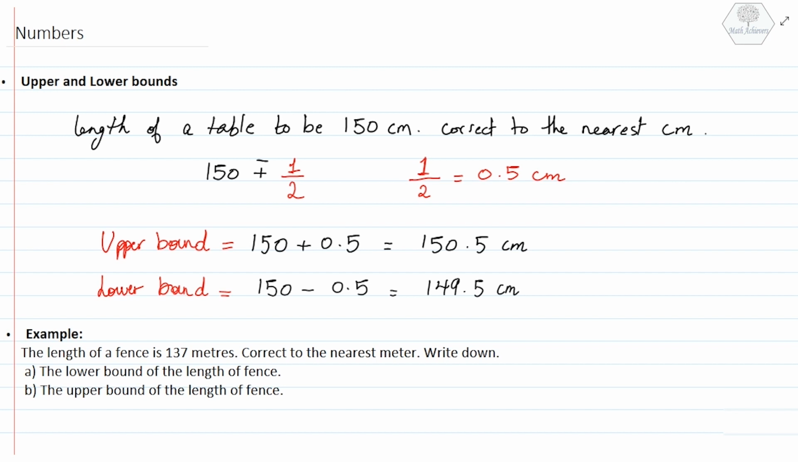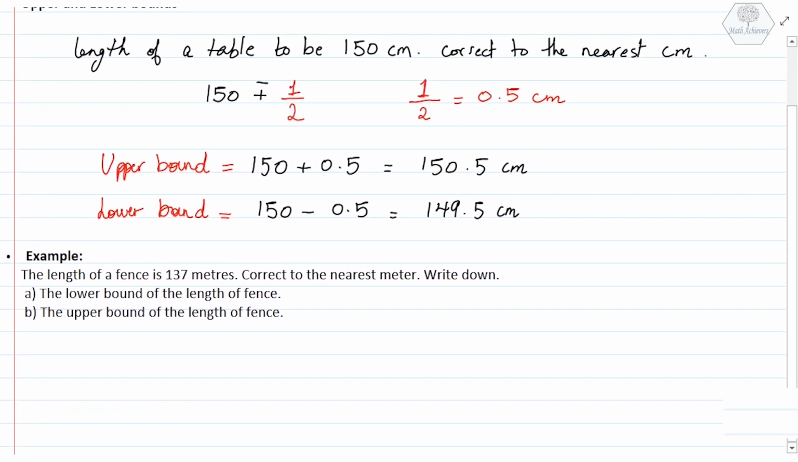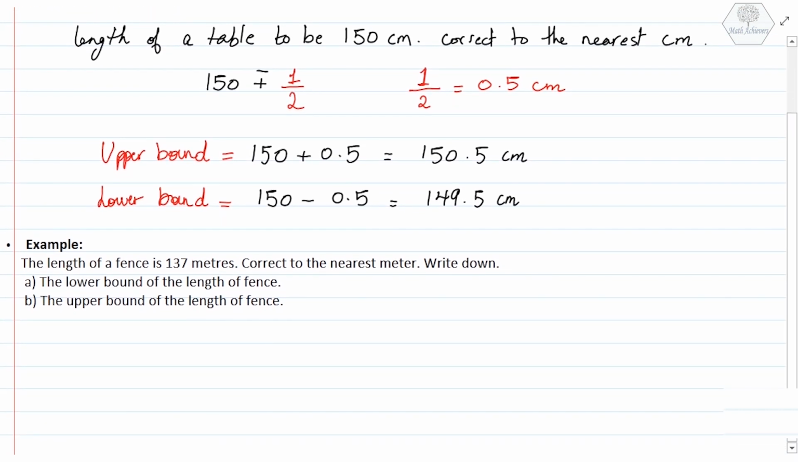Now let's have another example on finding the length of a fence. The example says the length of a fence is 137 meters, correct to the nearest meter. Write down the lower bound of the length of fence and the upper bound of the length of fence.